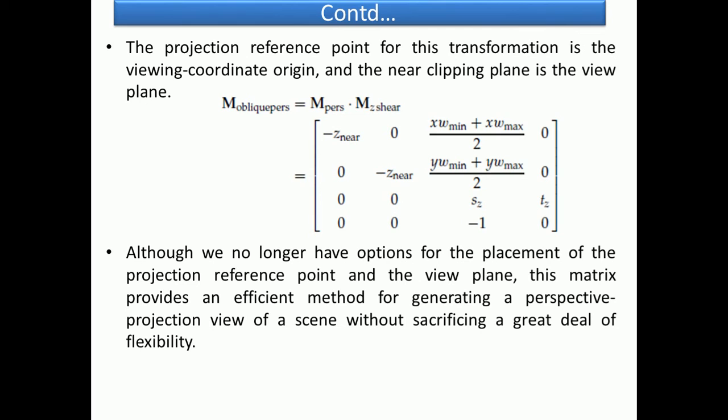This is because the projection reference point is now at the origin of the viewing coordinate frame. We could also use the previous equation with zprp equal to 0 and zvp equal to znear to express the first two diagonal elements of this matrix in terms of the field of view angle and the clipping window dimensions.